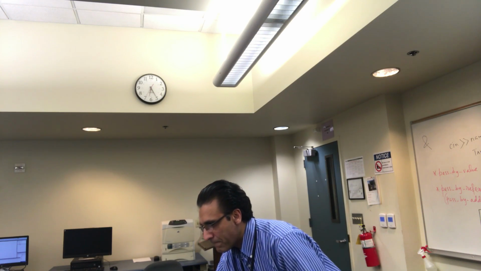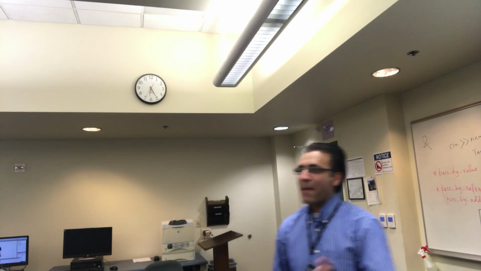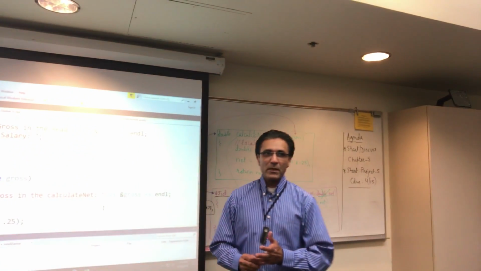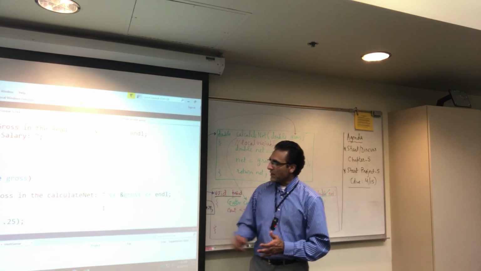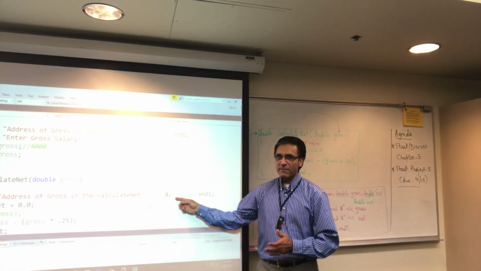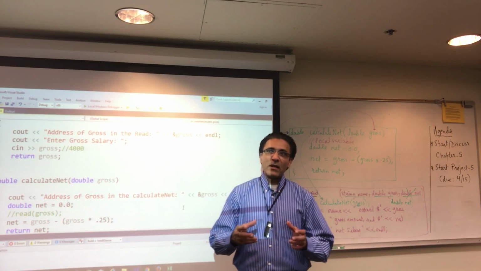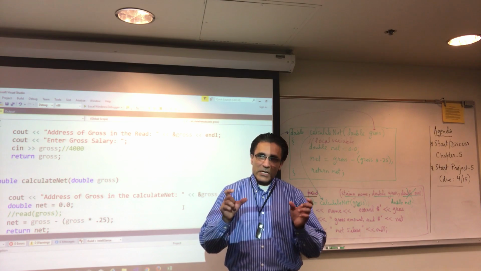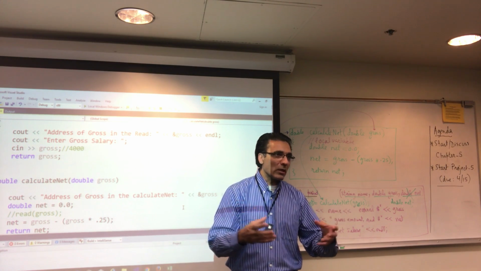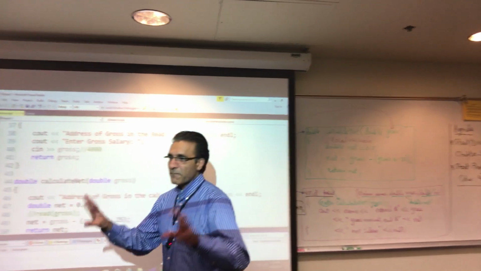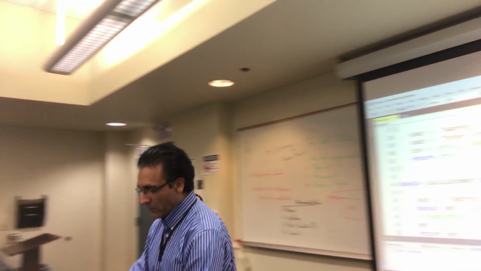So now you can see I'm trying to display the memory address of gross in 3 different locations: in the main, in the read function, as well as in my calculate net function. So I'm trying to see the addresses. Now I made a claim earlier that each function has its own localized value, which means they are pointing in a different direction as far as those values are concerned.